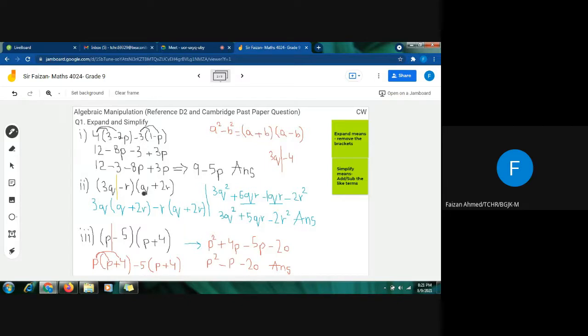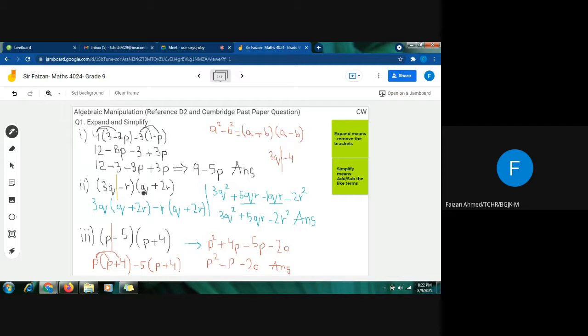But this is not an identity. Why? Because in an identity, the first term in both the brackets should be the same, and the second term in both the brackets should also be the same. The only difference is of the sign. Okay, if here it is a then here also it will be a, if here it is b then here also it will be b. Only the difference will be of the sign, that one bracket will have positive and one bracket will have negative. So this is not an identity, because here it is 3q and here it is q, so they are not the same. So this is not an identity.